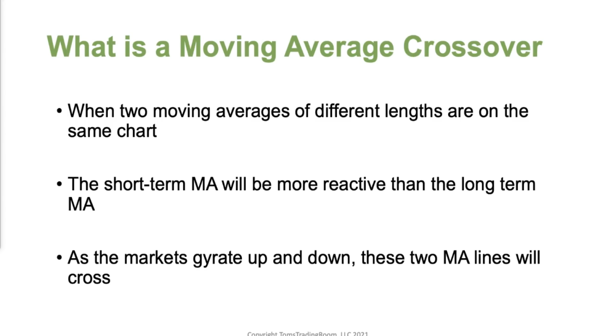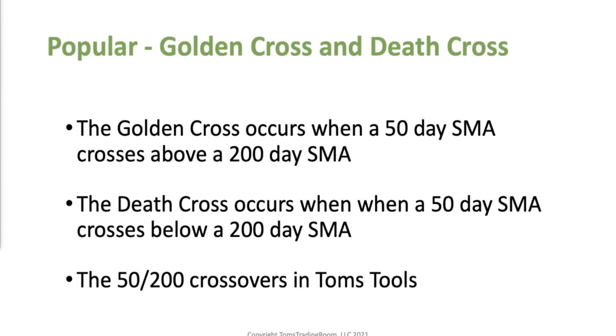Now, the most popular one that's out there, if you listen to mainstream media, is the golden cross and the death cross. The golden cross utilizes the 50-day and the 200-day moving average, and when the 50 crosses above the 200-day, that is a buying opportunity. The death cross is exactly the opposite. It's when the 50-day simple moving average, and these are SMAs, crosses below the 200-day moving average. That is considered to be the death cross, and it's time for the market to move lower.